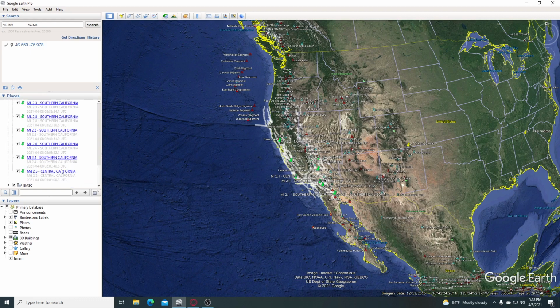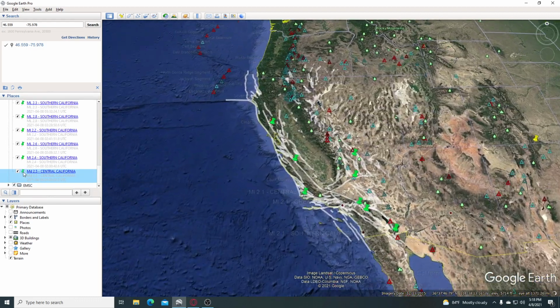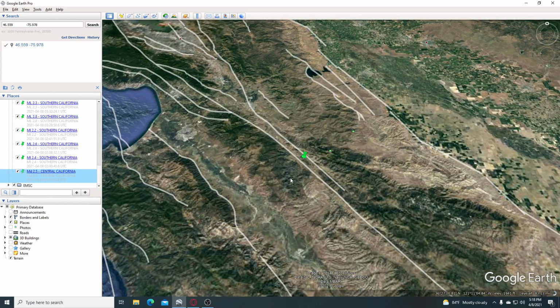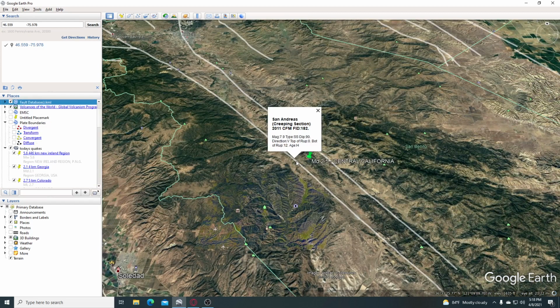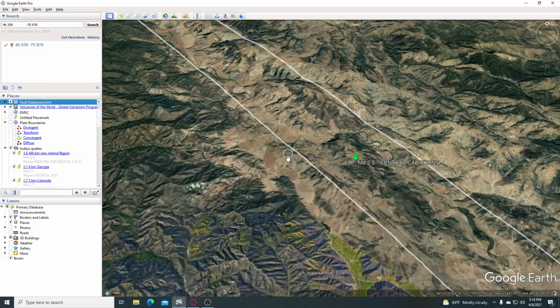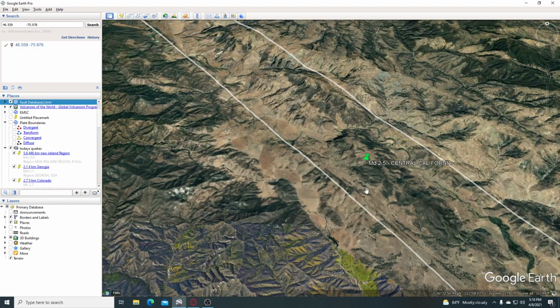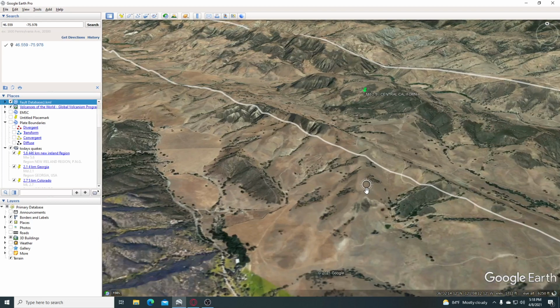So we're going to start with the 2.5 in Central California. This one here is running between two faults. One fault is the San Andreas creeping section. The other fault is the Calaveras fault. This one has a potential of a 6.5. This one here has a potential of a 7.9. We'll take a good look at this area down here. We can see that this is a mountainous area here.